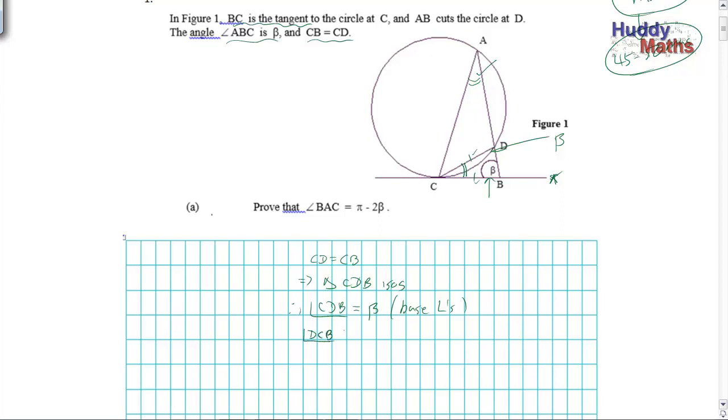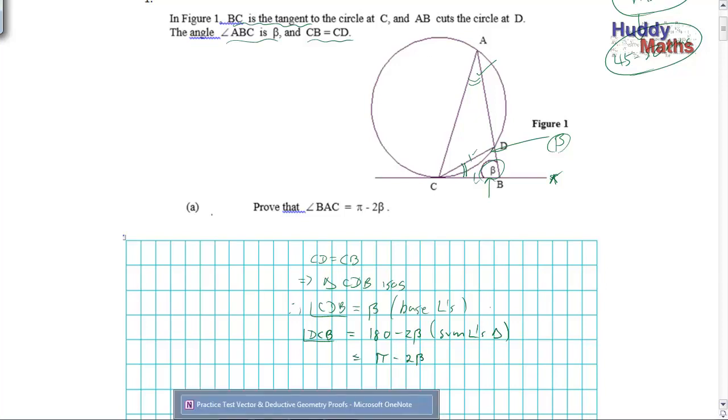Angle DCB is, oh yes, there's 2 betas here. So it's 180 minus 2 betas. And that's what? Sum of angles of a triangle. Okay. And I think we've done it because that's the same as pi, isn't it? 180 degrees is pi. So now DCB, we can find that, and it's also equal to the angle in the alternate segment. So I've done it around the other way.